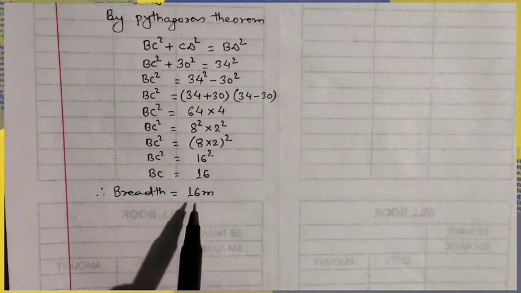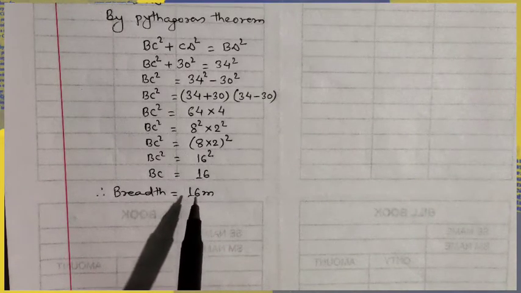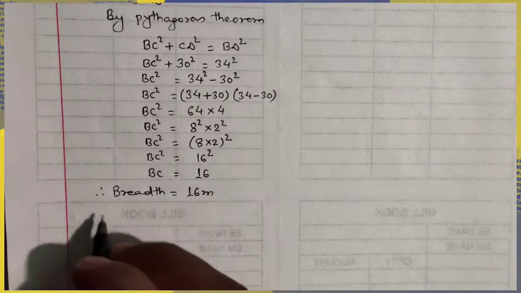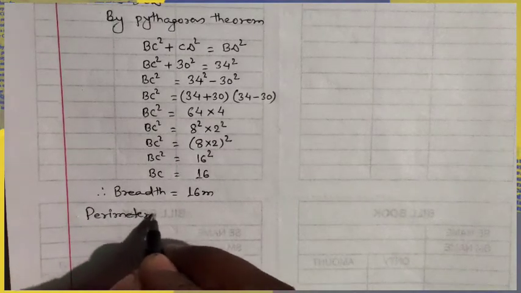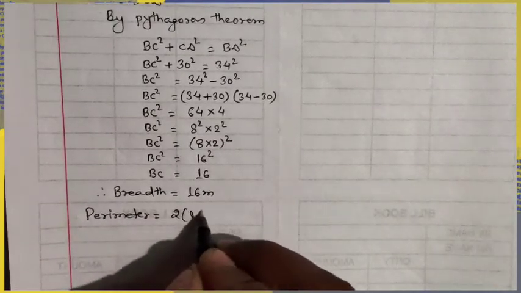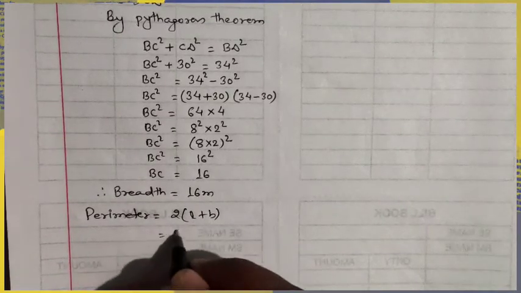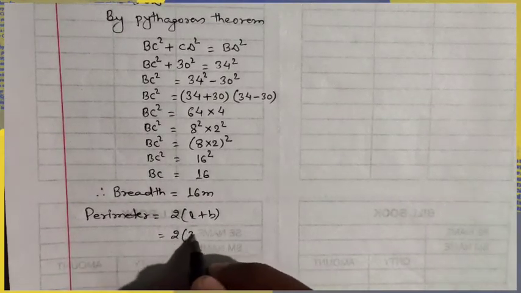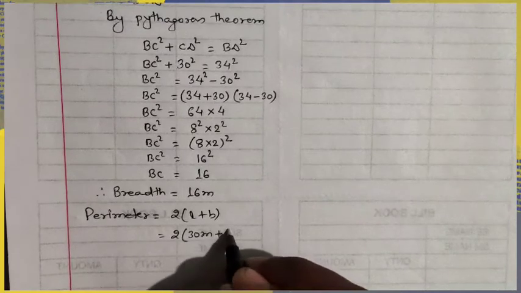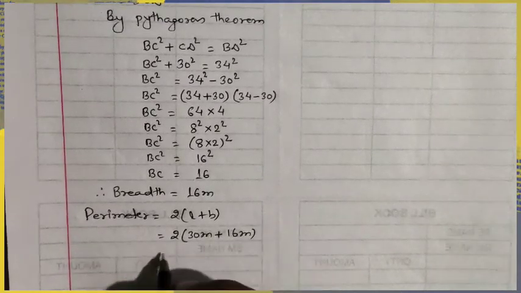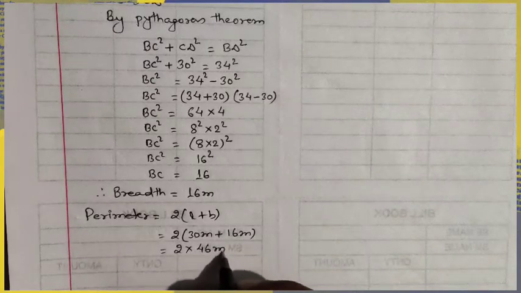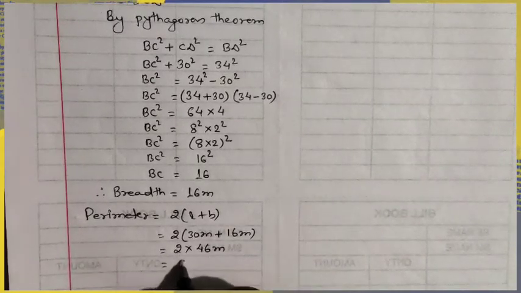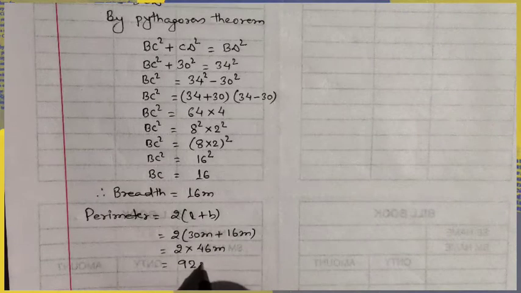As we have calculated breadth and length, we know, so we will use the formula perimeter is equal to 2 into (length plus breadth). The value of length is 30 meter and the value of breadth is 16 meter. We will multiply it: 2 into (30 plus 16), it will be 46 meter, and when multiplied by 2 it will give 92 meter.